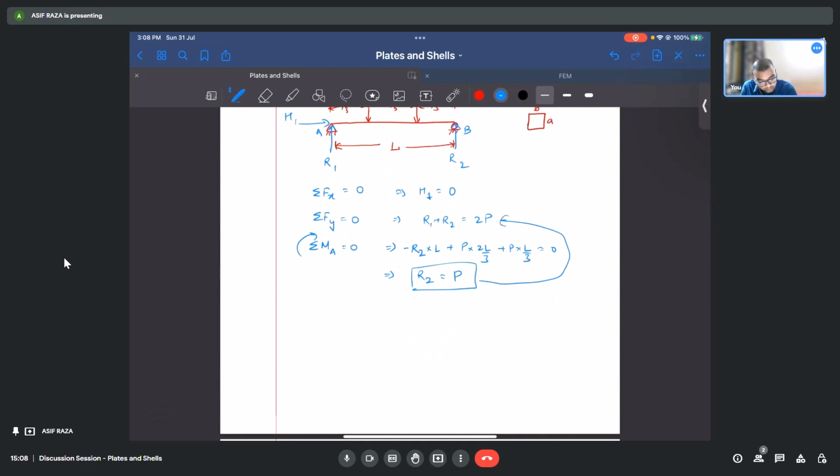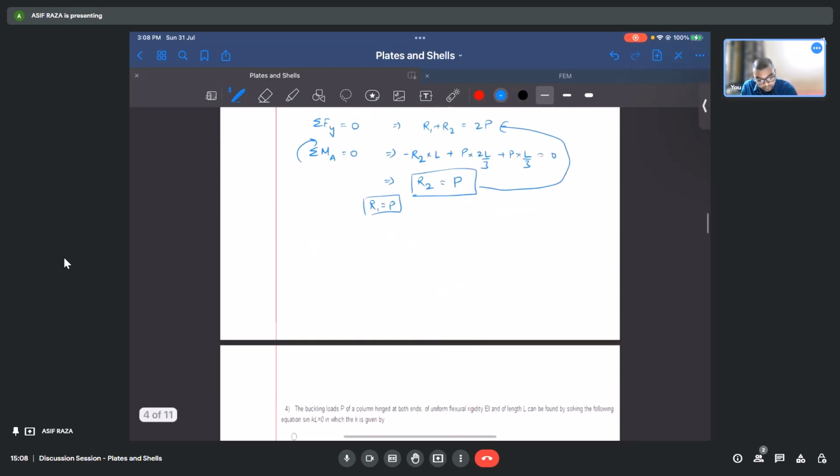Substituting this in this equation, we'll get R1 as equal to P. The system will come out to be R1 as P, P, P and P.